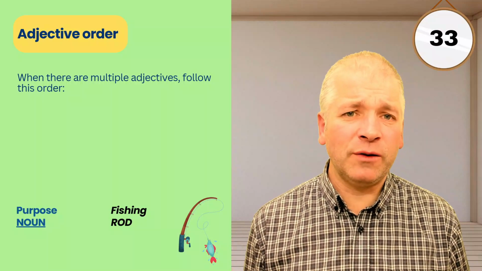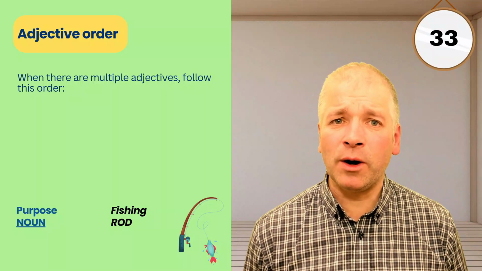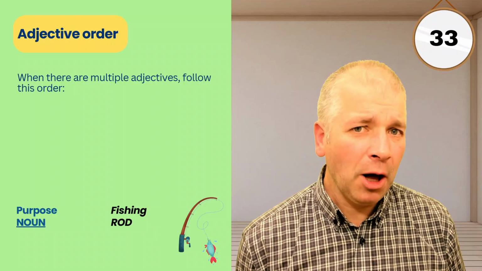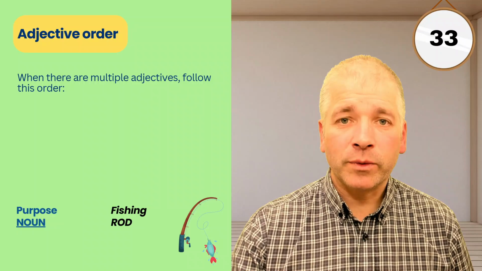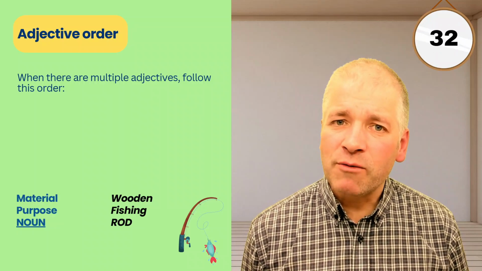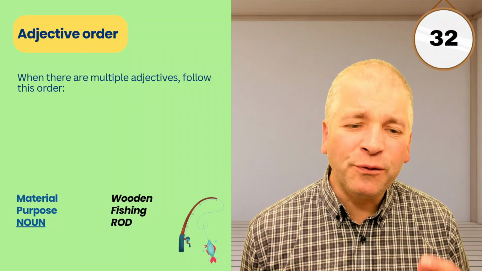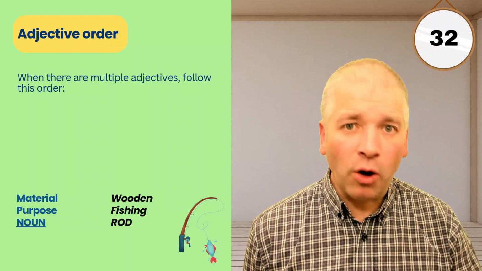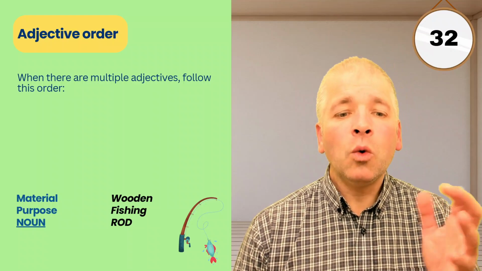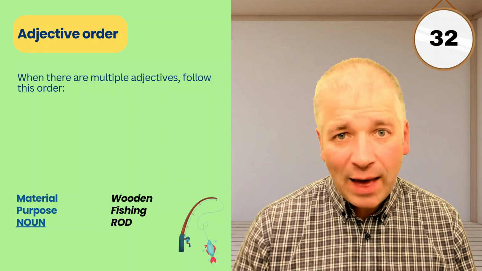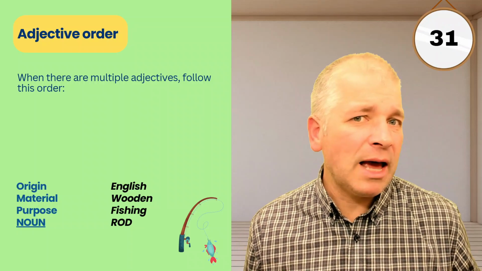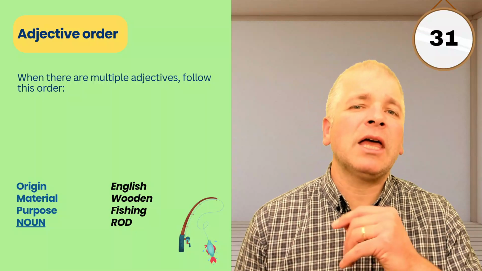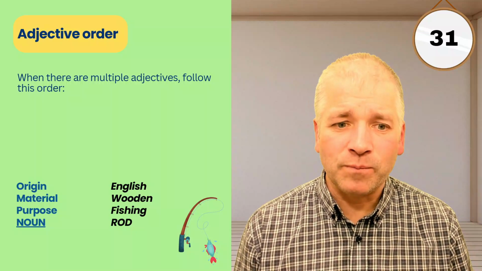The first adjective that you would use nearest to the word rod would be its purpose. So you could say a fishing rod. But if you want to add the material, that needs to come before fishing and rod. So you would say a wooden fishing rod, in that order. And if you talk about the origin, let's say it's English, that comes before any of those two.